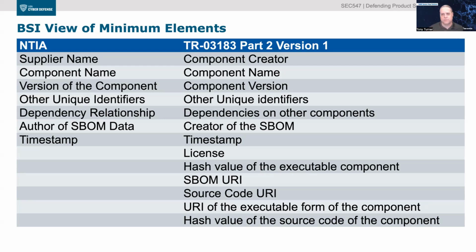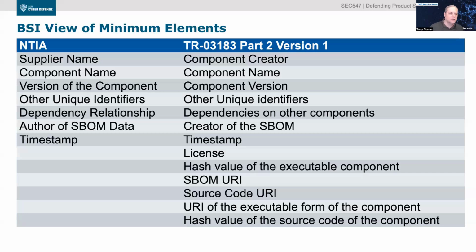But in that document, they identified these are the fields that they want to see in a software bill of materials. Now, a lot of this is the same as what we saw in the NTIA minimum elements. They call things a little bit different. A component creator instead of supplier name, component name, it's the same.